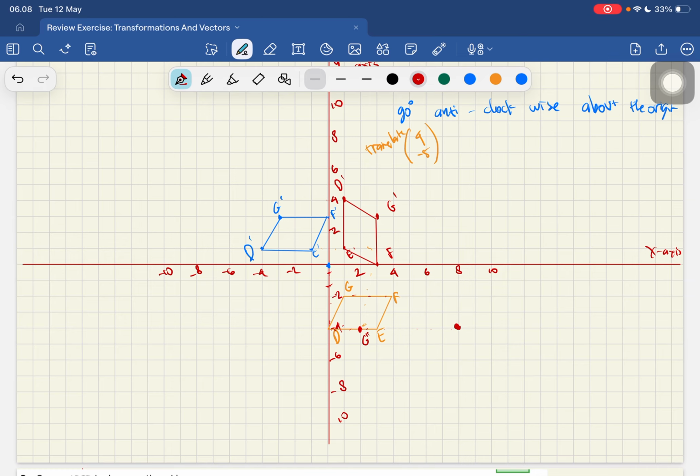How about D? Only 4. 4 down is going to be doubled, 8 down. E, we got 3, so we double it, 6. Okay, there it is. G, F, D, and E. Here is the enlargement by the scale factor of 2.